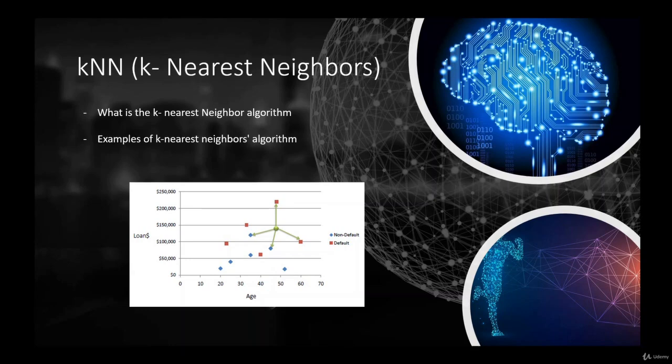It can be used in many places in real life. This is one example: loans. We have the variable loan, the variable age, and the variable non-default and default, basically whether the person has paid their loan, yes or no. It will use the distance between this point or any other point and its neighbors. The closest neighbors will be this point, this point, and this point. And we are able to come to certain conclusions with this algorithm at the end.